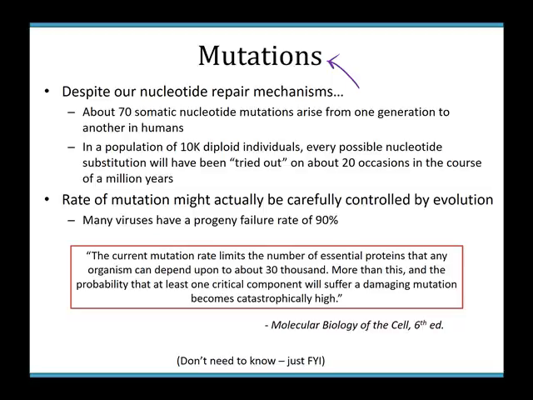So, another kind of interesting quote here. The current mutation rate in humans limits the number of essential proteins that organisms can depend on to about 30,000. Any more proteins than this, and the probability that at least one critical component will suffer a damaging mutation becomes catastrophically high. And that's about as many proteins as we see in humans, about 30,000.